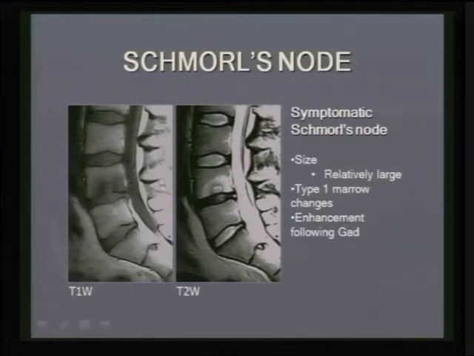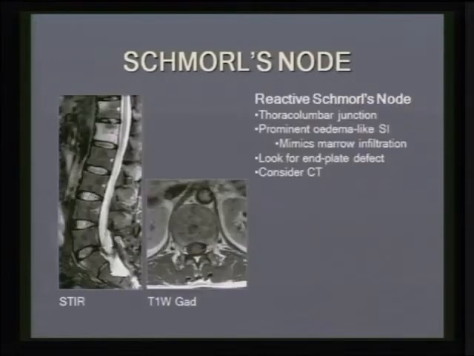We've got a big Schmorl's node in the inferior end plate of L4. Commonly, we see the type 1 reactive end plate change adjacent to it. With gadolinium, the reactive change and the node will enhance. But this is compounded by the fact that the L4-L5 disc is also degenerate with a posterior high intensity zone. So it leads to a problem as to which of these lesions, if not both, if either of them, is actually causing the back pain. But when we see a relatively large Schmorl's node, particularly when it's associated with type 1 reactive end plate changes, it may well be a cause of low back pain.